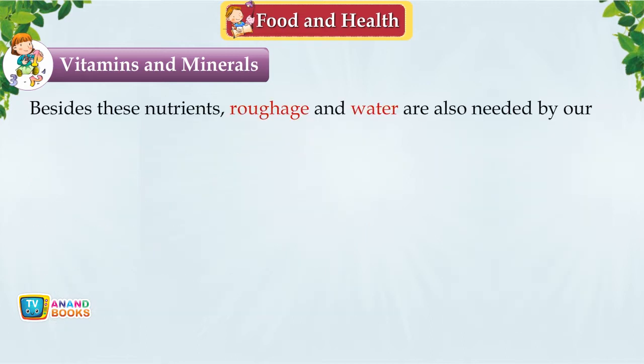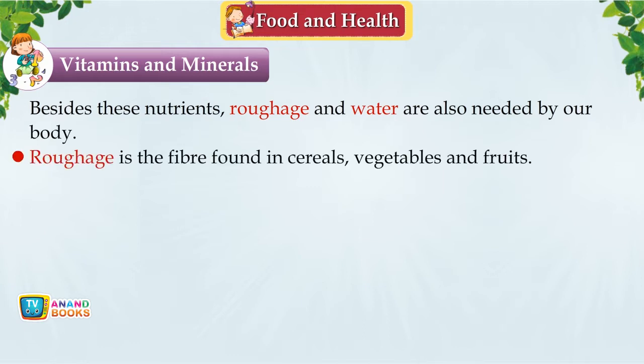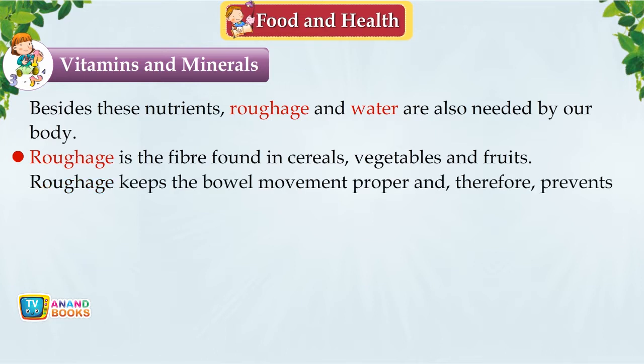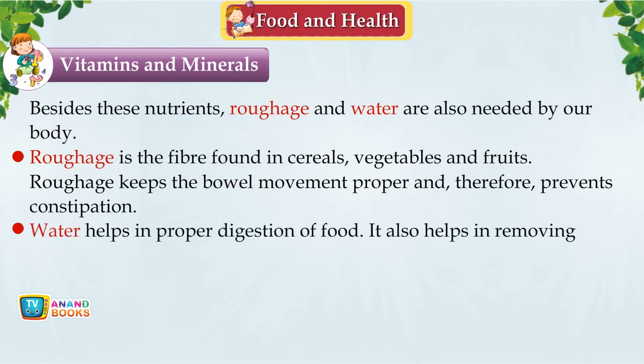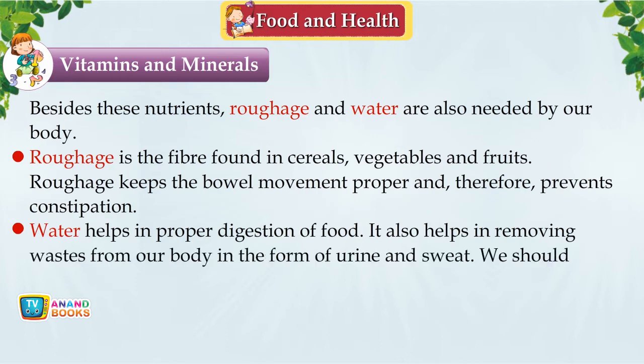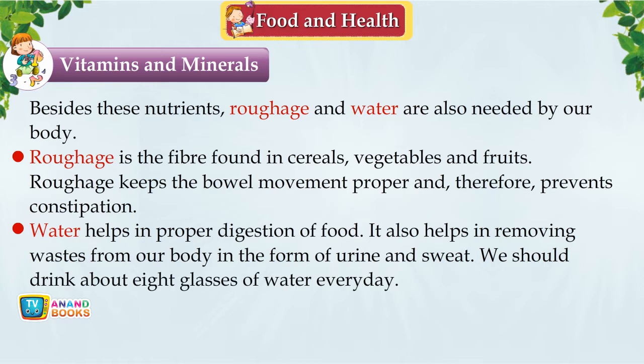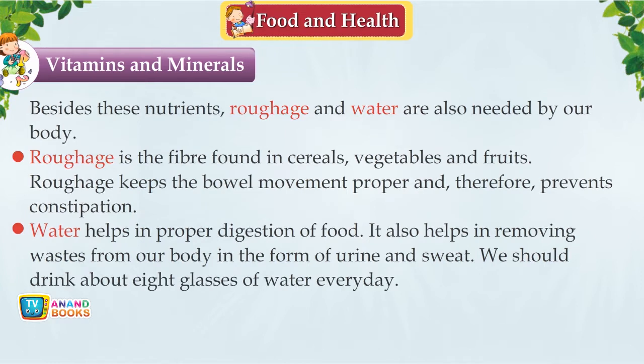Besides these nutrients, roughage and water are also needed by our body. Roughage is the fiber found in cereals, vegetables, and fruits. Roughage keeps the bowel movement proper and therefore prevents constipation. Water helps in proper digestion of food. It also helps in removing waste from our body in the form of urine and sweat. We should drink about 8 glasses of water every day.